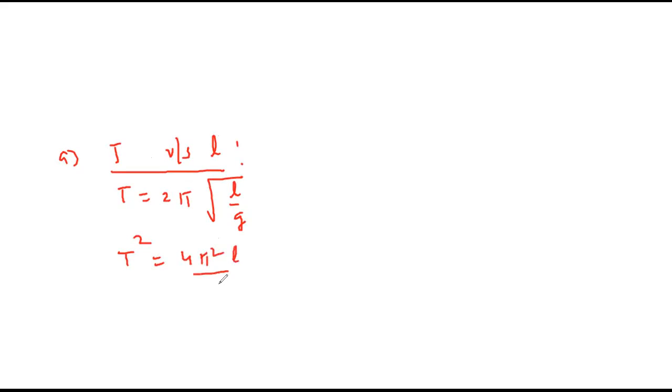T versus length. What is the time period of a pendulum? 2 pi root of L by g. Okay. So T versus length means if I square, I get T square is 4 pi square L by g.